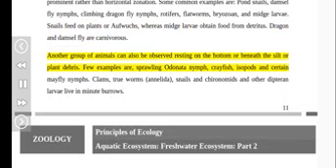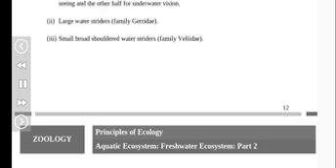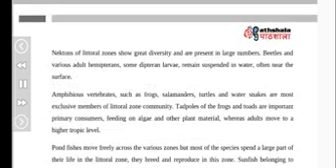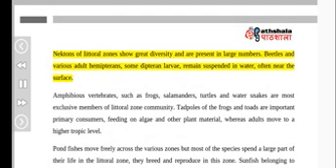Another group of animals can also be observed resting on the bottom or beneath the silt or plant debris. Few examples are sprawling Odonata nymphs, crayfish, isopods, and certain mayfly nymphs. Clams, true worms, Annelida, snails, and chironomids and other dipteran larvae live in minute burrows. Nekton of littoral zones show great diversity and are present in large numbers. Beetles and various adult hemipterans, some dipteran larvae, remain suspended in water, often near the surface.